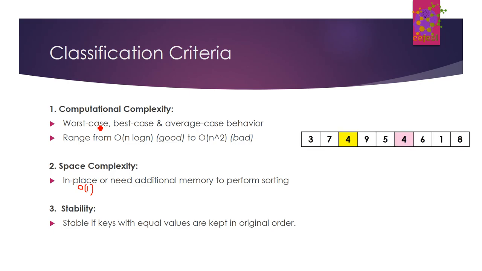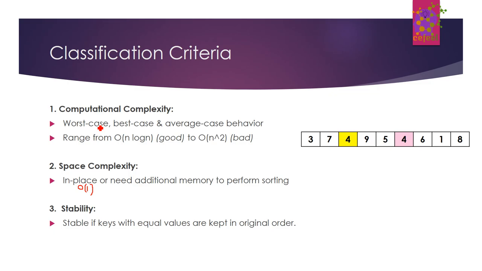So let's see an example to understand it a little bit better. Let's say we are given this array which has 9 items in it, and notice there are two 4s.